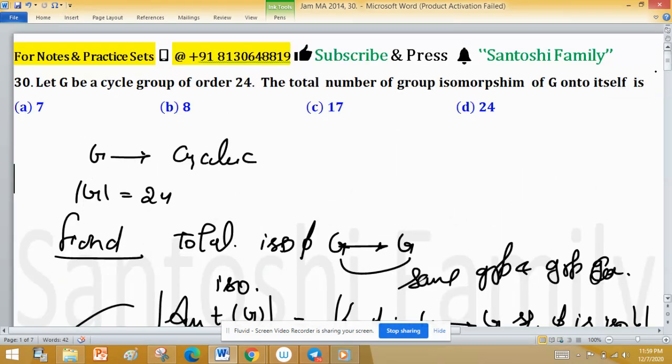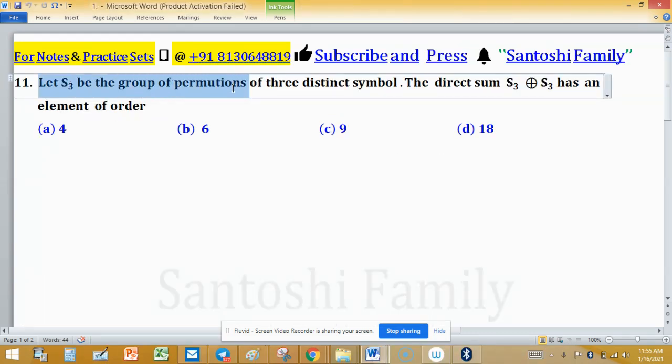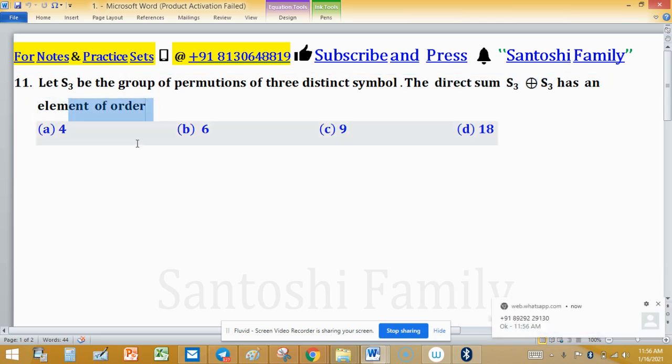So the true option is B. Let S3 be the group of permutations of three distinct symbols. The direct sum of S3 with S3 has an element of order. It means we have to find an element of possible order which is given to us.